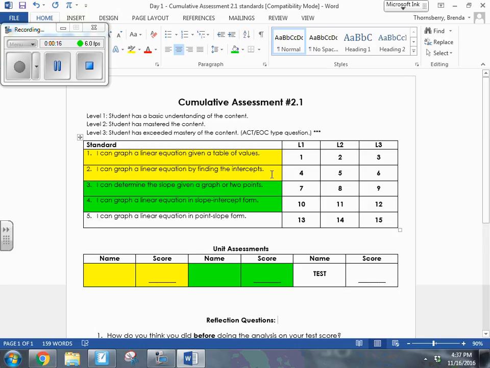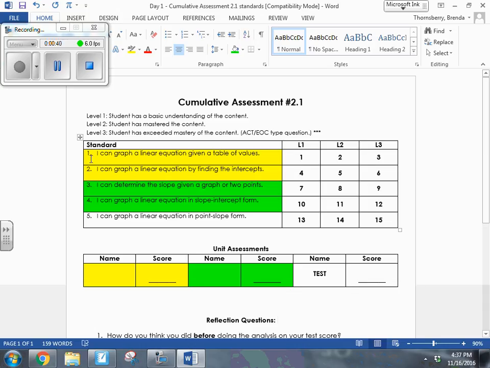So for each standard, I have 3 questions: a level 1, a level 2, a level 3. The level 3 questions are the EOC type question. The level 2 questions tell me whether or not the kid has mastered the content. And the level 1 question tells me that they have a basic understanding of the content. So my kids get this before we even start the unit, before they take notes, anything like that, and they keep it in the notes section of their binder.